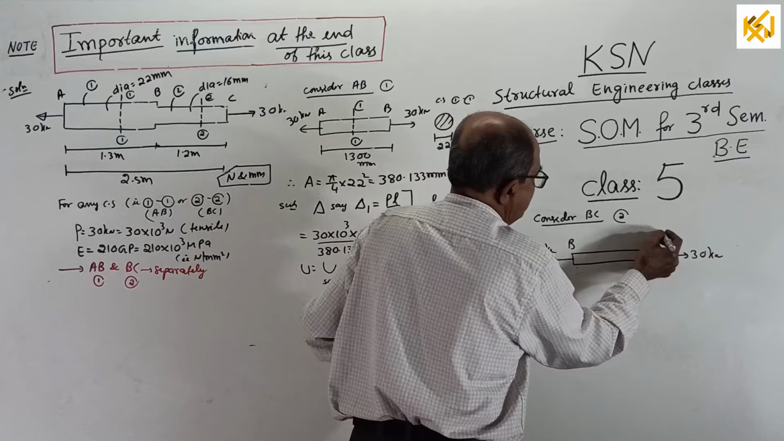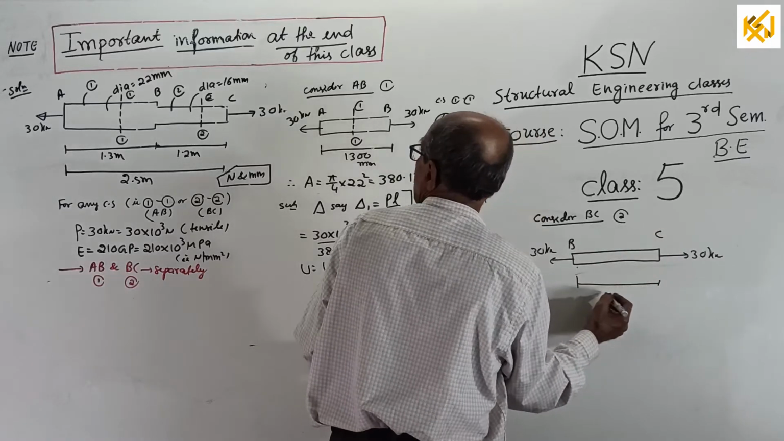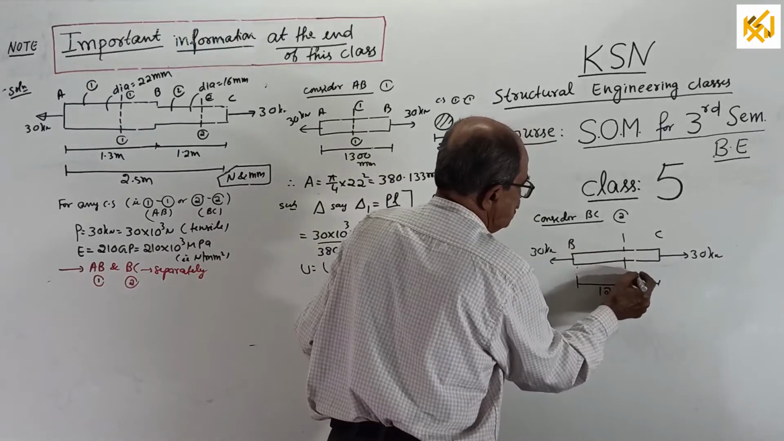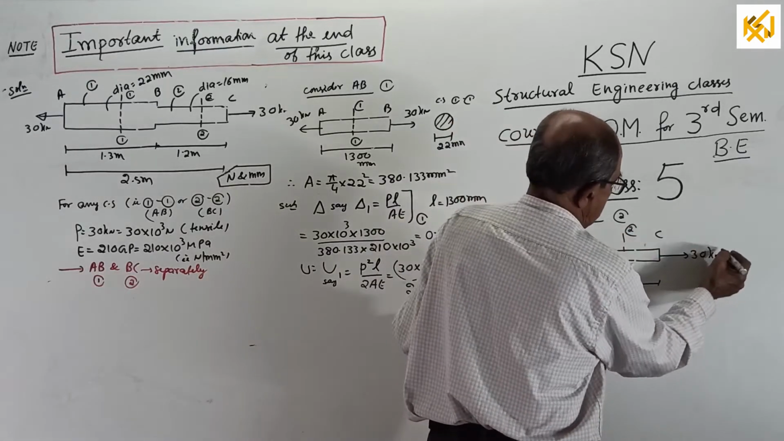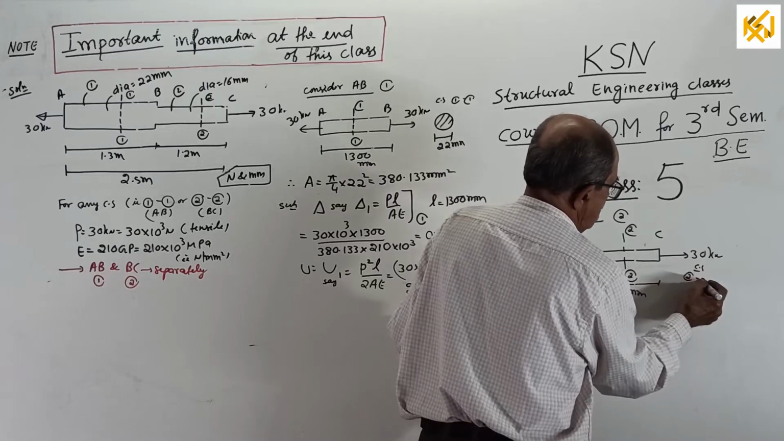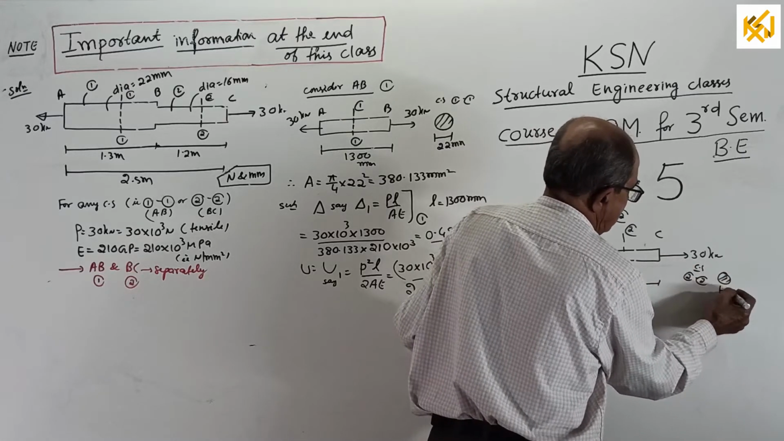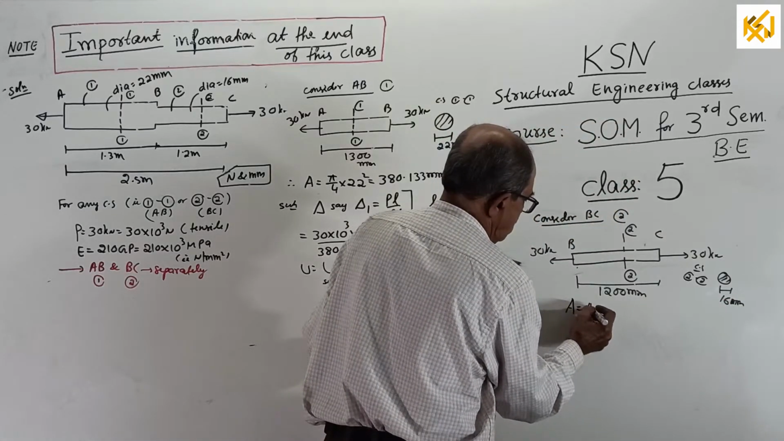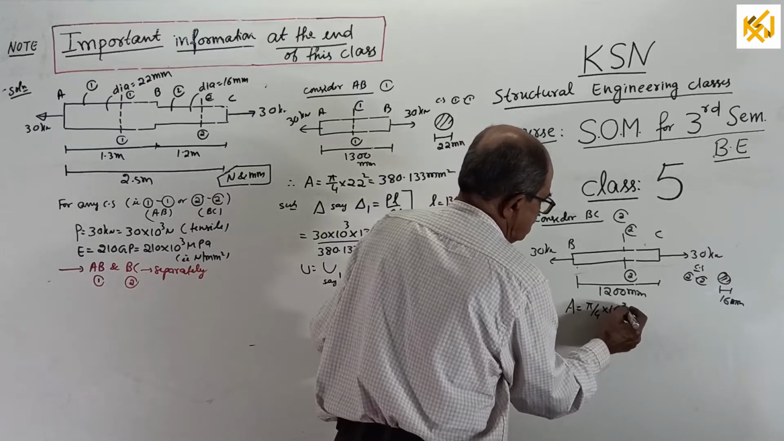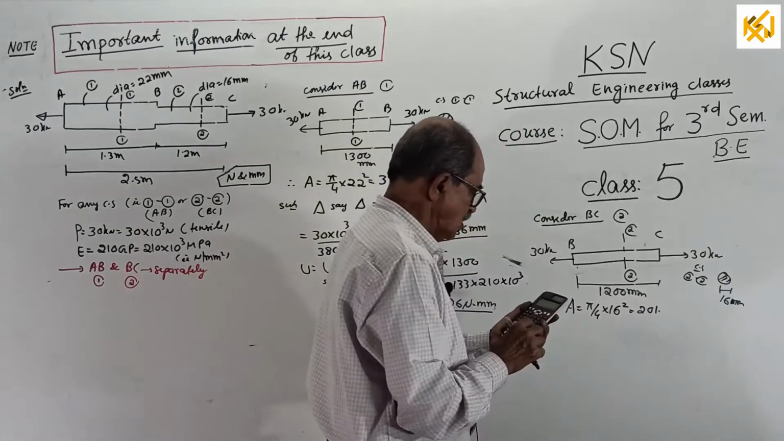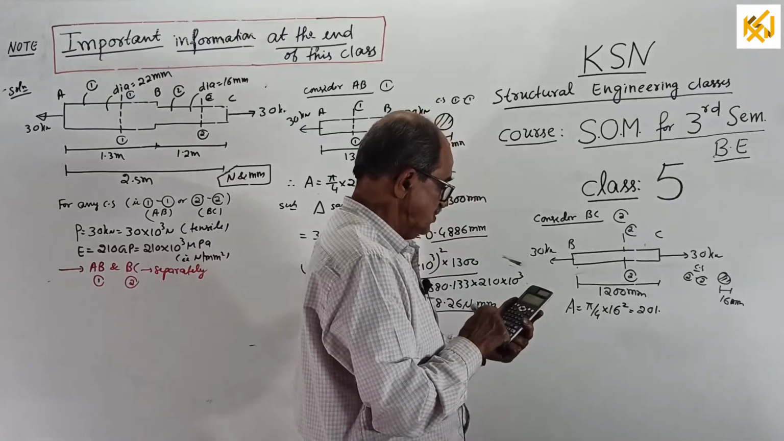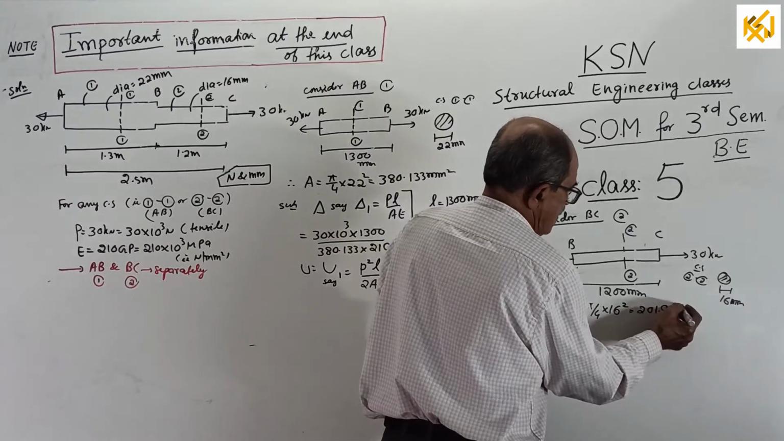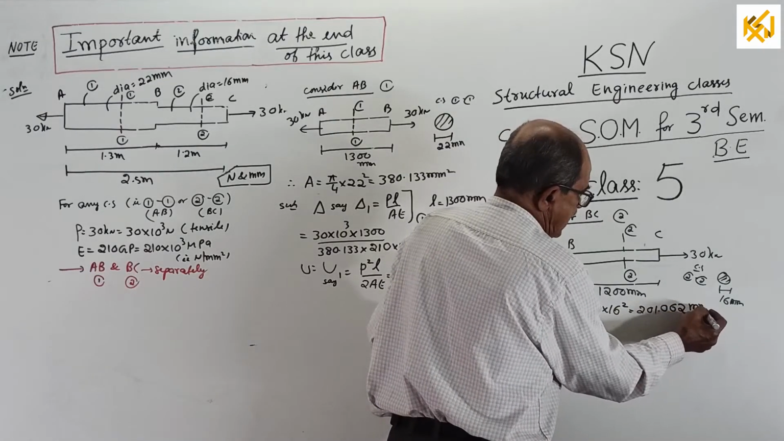This is B, this is C. The length is 1200 millimeter. And if I take a cross section 2 here, cross section 2 will be a circle of diameter 16 millimeter. Therefore, cross section area A equals pi by 4 of 16 square, equal to 201.062 mm square. I know 201 because I used so many 16 mm bars in RCC.